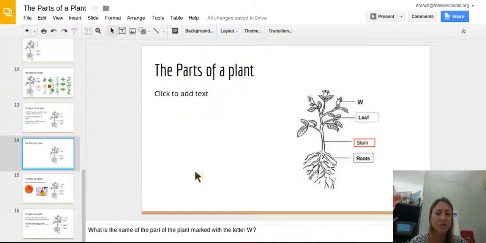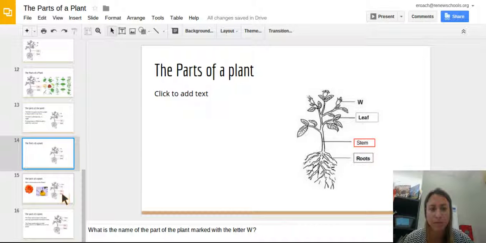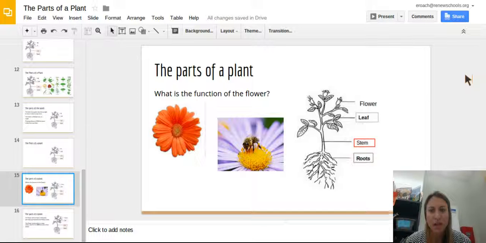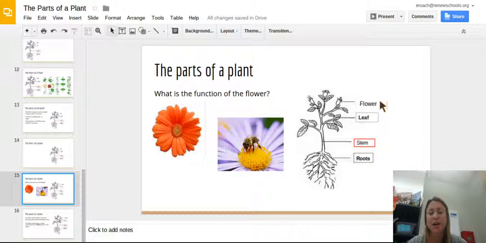The last plant structure that we are talking about today is labeled with the letter W. What is the name of the part of the plant labeled with the letter W? The name of the plant part labeled with the letter W was called the flower. But what is the function or the job of these brightly colored flowers? Remember, you are typing in complete sentences and writing your predictions.